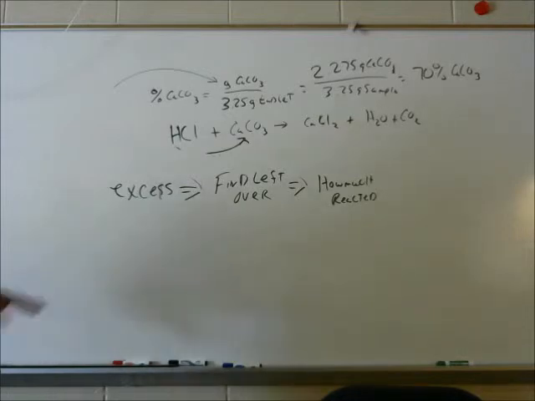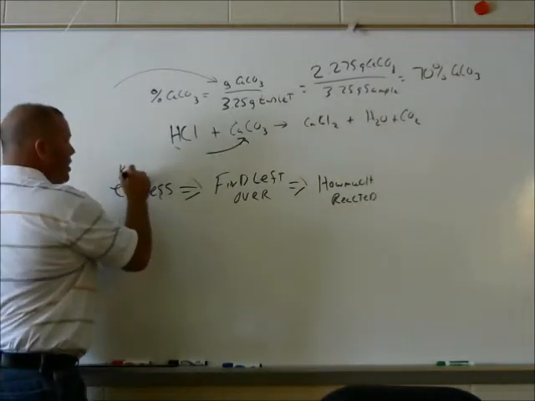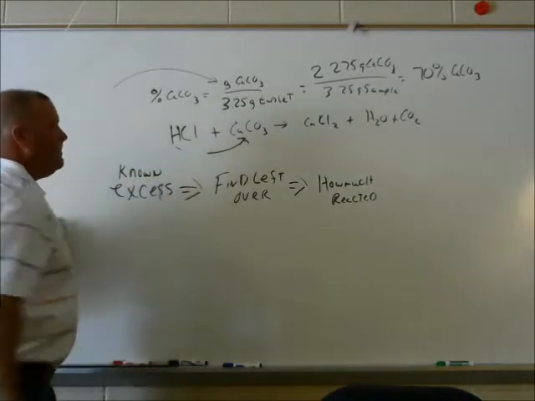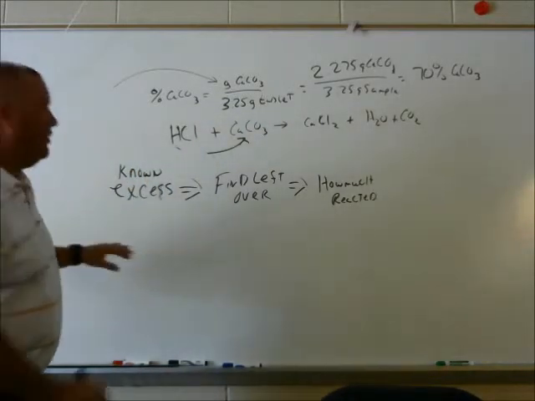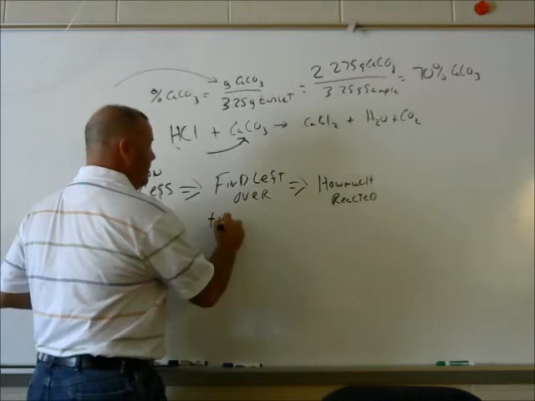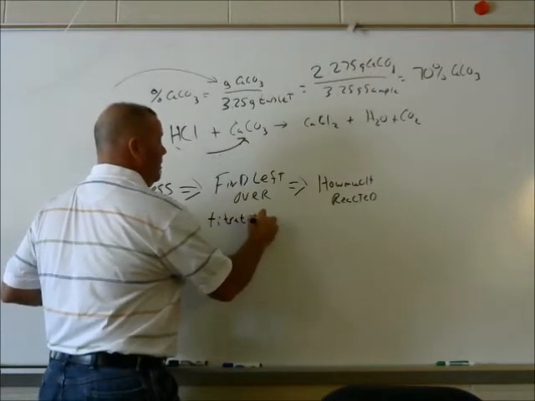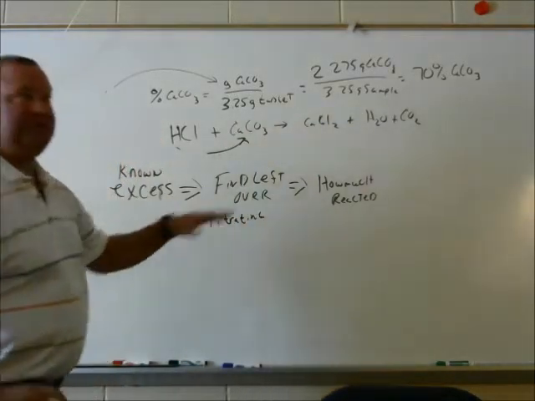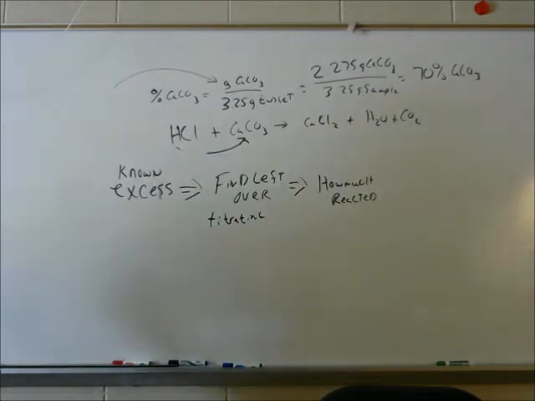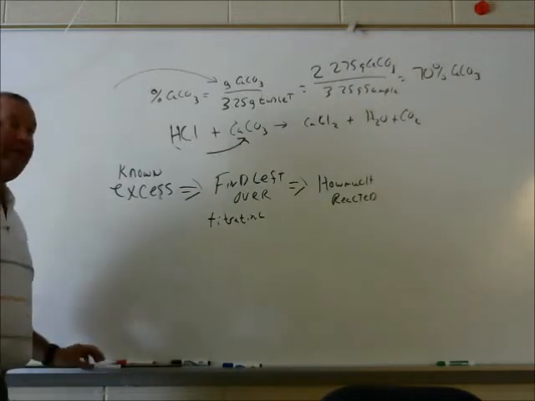So start with an excess that's known to be excess. Determine the leftover, usually by titrating, and then allow, by subtraction, to find out how much actually reacted with your excess, and then calculating using your stoichiometry. So you got that problem there.